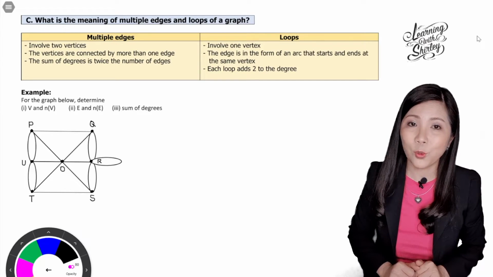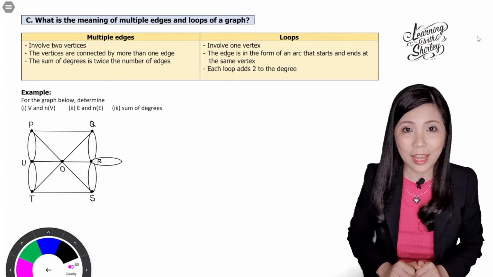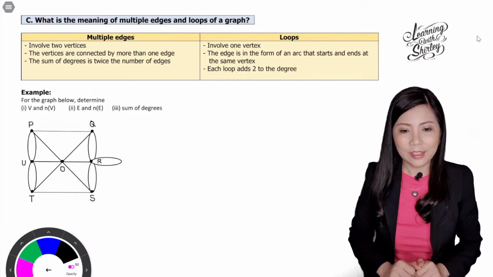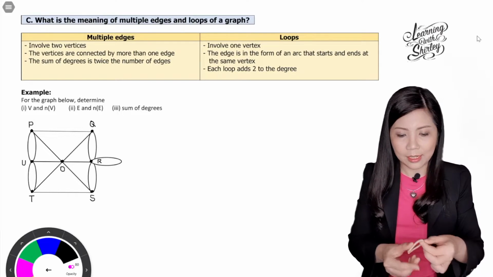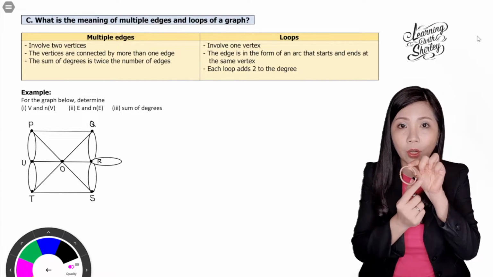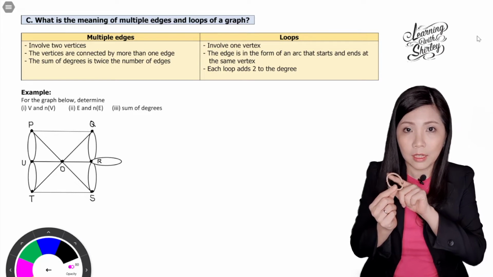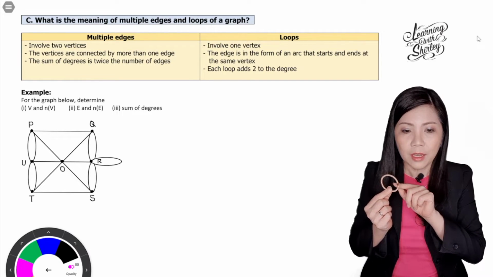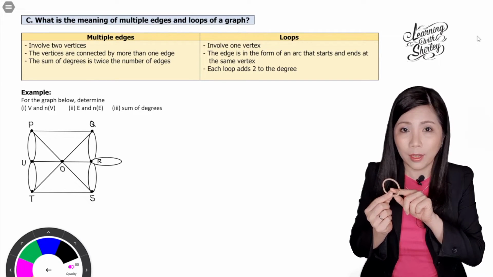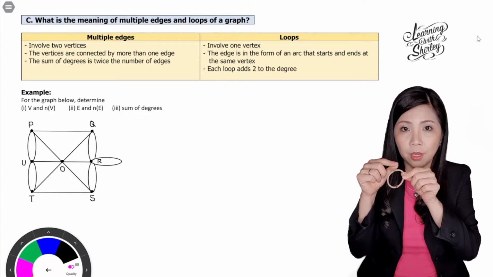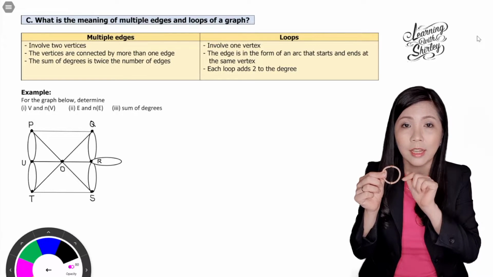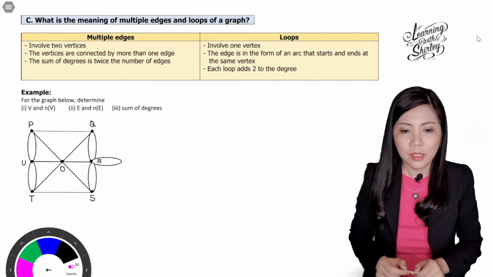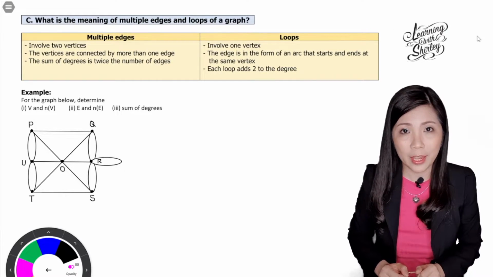Okay, the next part is to understand the meaning of multiple edges and loops of a graph. Okay, so multiple edges involve two vertices. I take this as an example. You see the gold string. The gold string represents the vertices. So the vertices are connected by more than one edge. Say here, to here is one edge, and then over here to here is another edge. So the sum of degrees is twice the number of edges.